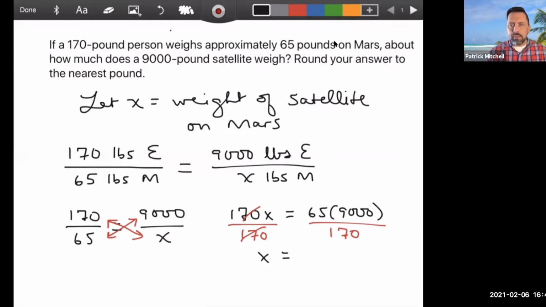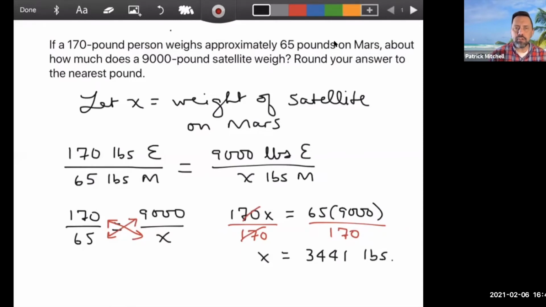And as many times as I've done this problem, I'm a little surprised I don't have the answer memorized. Okay, and then remember they wanted us to round it to the nearest pound. So my calculator says 3,441.17647. I'm just going to round that to 3,441 pounds.